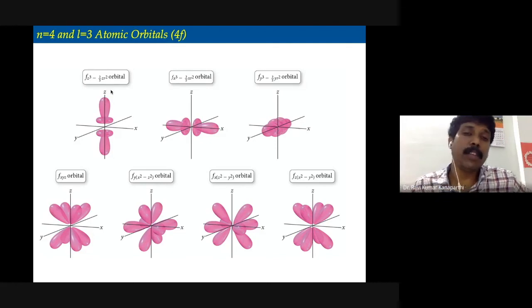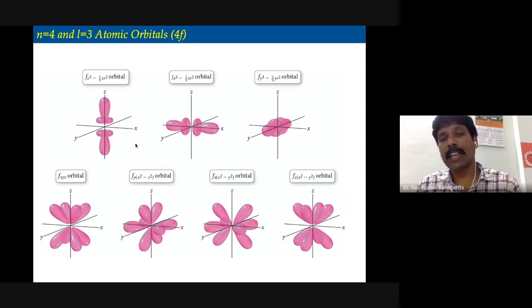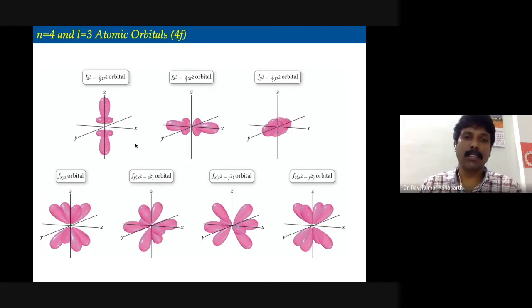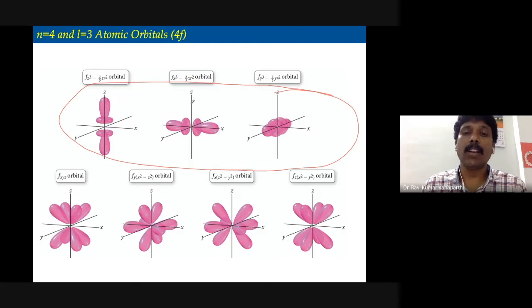So 4f orbitals are shown in this particular slide. There are 7 4f orbitals, which are broadly classified into 2 categories. One is the cubic set. If you look at the cubic set atomic orbitals, they are actually pointing along the axis, whereas the other set does not point along the axis, but their lobes are in between the axes. So there are 2 sets.